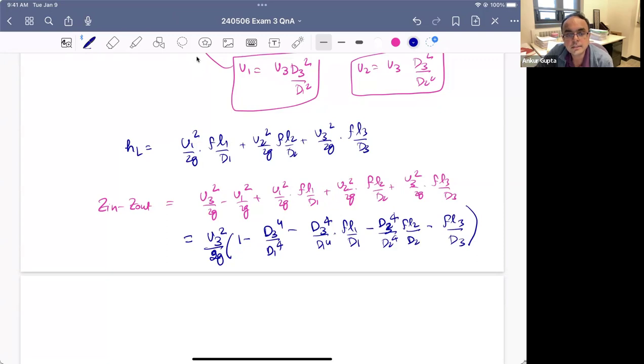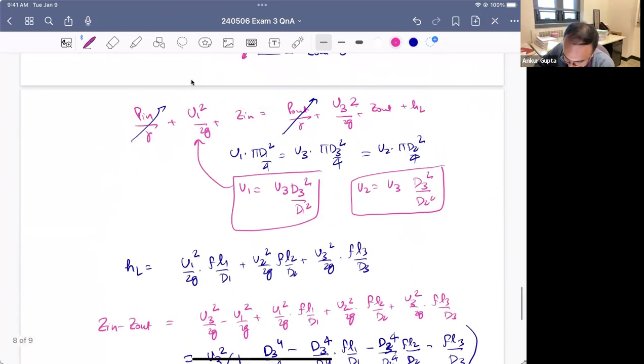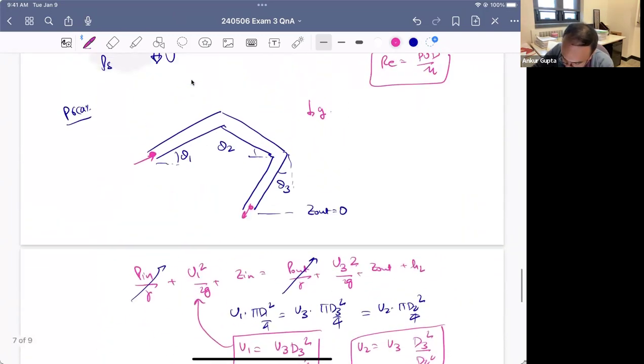Why do you ignore minor losses from the question? Okay, so yeah. Now Z in minus Z out. So that's the second part. So how can I go in from Z in minus Z out?